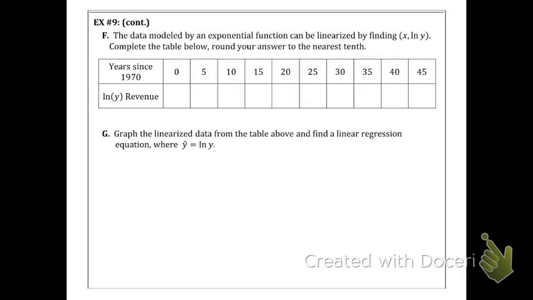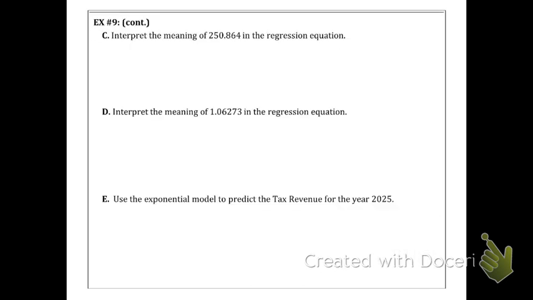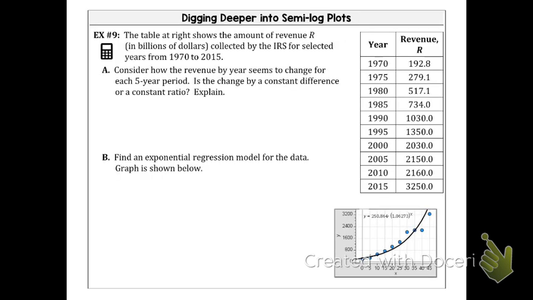F says the data modeled by an exponential function can be linearized by finding x, comma, natural log of y. Complete the table below, round your answer to the nearest tenth. All right, so we're just going to take the natural log of the y. Now, you put all those numbers in your L1 and L2, didn't you? So let's go back into your stat edit, and over here on L3, let's add in the natural log of L2, and then hit enter, and it's going to give you all of that data.